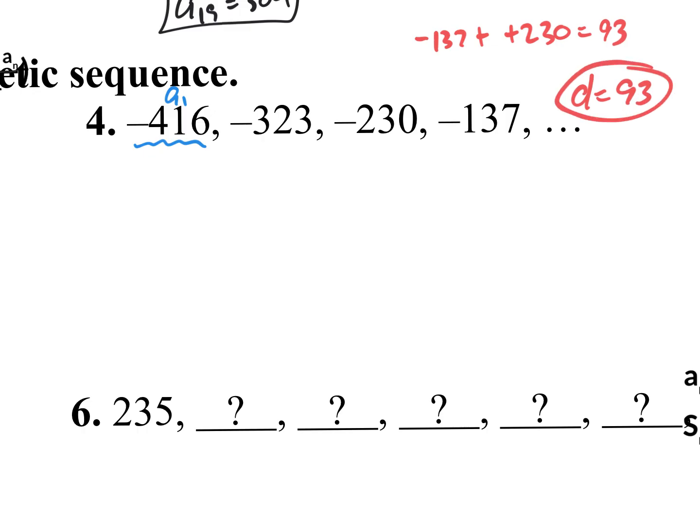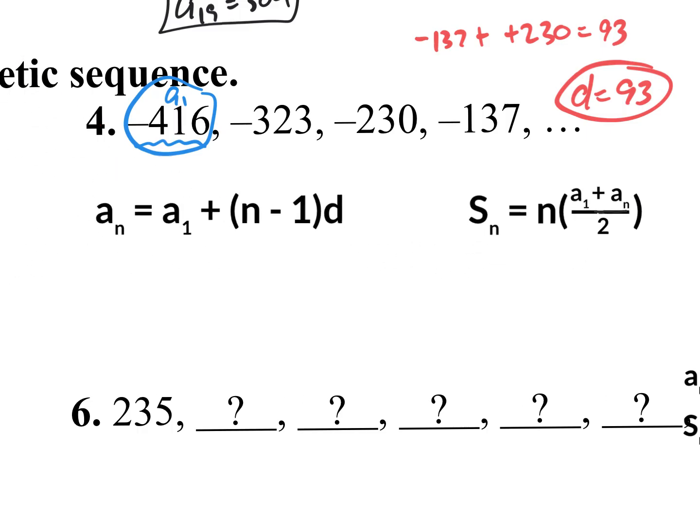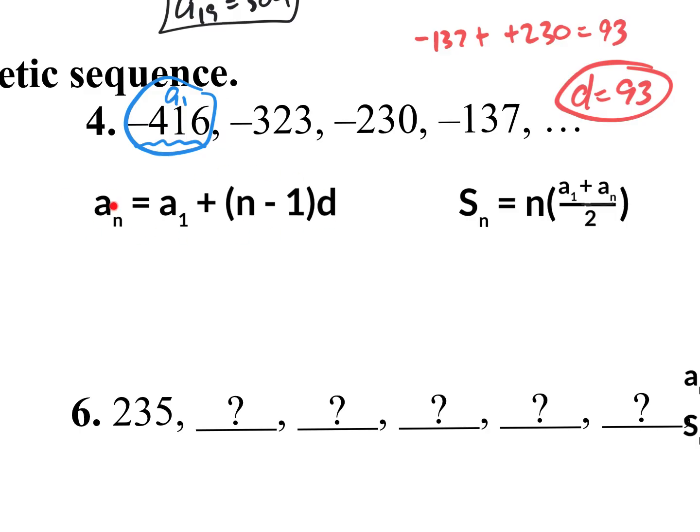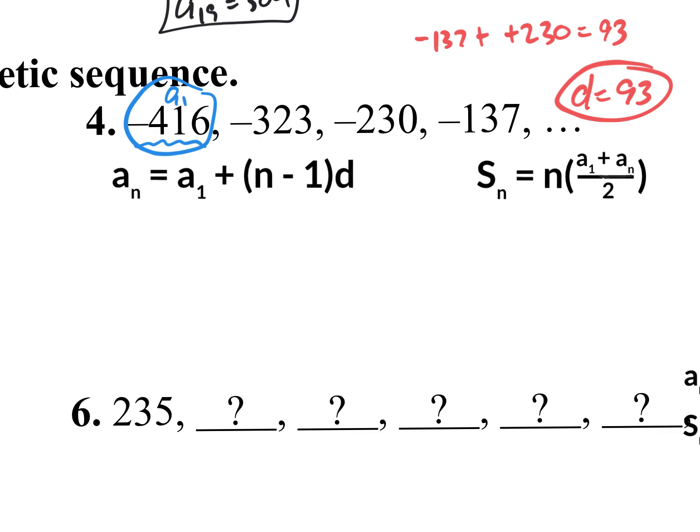That's your common difference. So we have our a sub 1 term and our common difference. That's what we have so far. Yes, we have the a sub 2 term, a sub 3, a sub 4. But when you think about the two formulas that we know, they want the a sub nth rule. And all you need for the a sub nth rule is your first number and your common difference, right? They're not even asking for the summation, so you're not using this one. So let's plug in our a sub 1, which is negative 416, and then plus parenthesis n minus 1 times that common difference of 93.